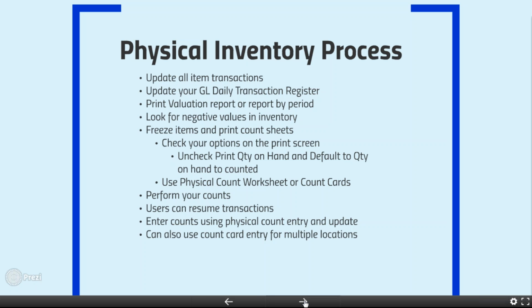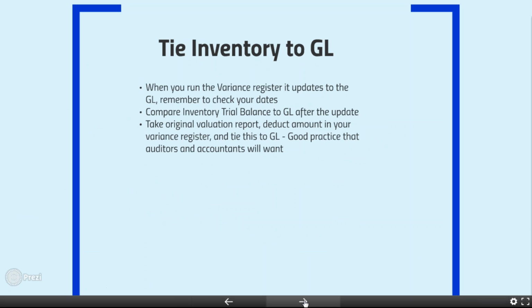After doing your physical inventory, the next step is to tie your inventory to the general ledger. You want to make sure you check your posting dates before updating the variance register, and then you're going to tie your inventory trial balance to your general ledger after you do the update. You might also want to take your original valuation report, the one that we printed earlier and saved, and deduct the variance register and tie that to your general ledger. This is really nice for auditors and accountants. They generally want you to do that process as well.